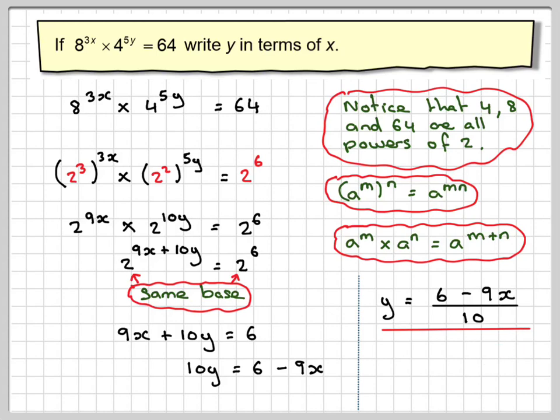So this has been a video to show you how to use the rules of indices, writing the powers in as terms of 2, in order to write y in terms of x.